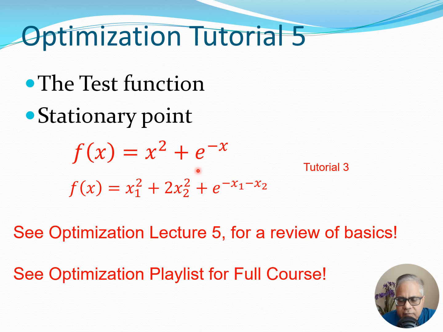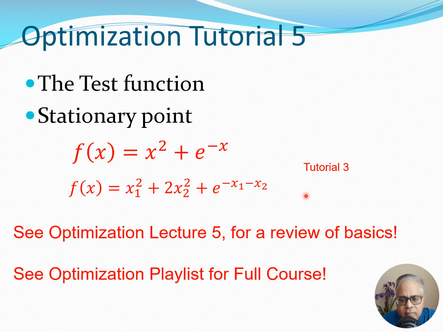Now you have seen this function in its one-dimensional and two-dimensional manifestations. So in one dimension we had the function f of x is x square plus e to the power minus x, and in two dimensions we have f of x is x1 square plus 2x2 square plus e to the power minus x1 minus x2.